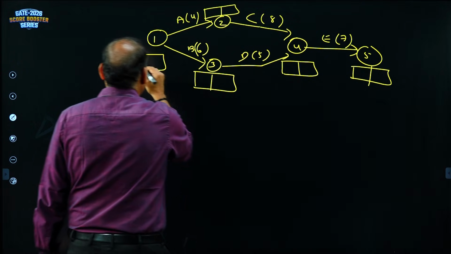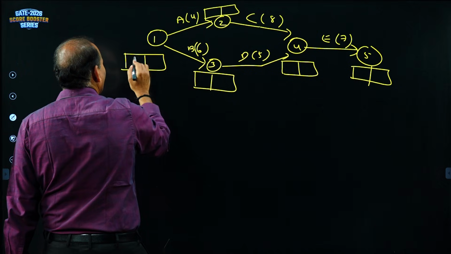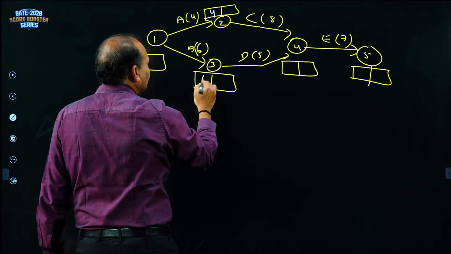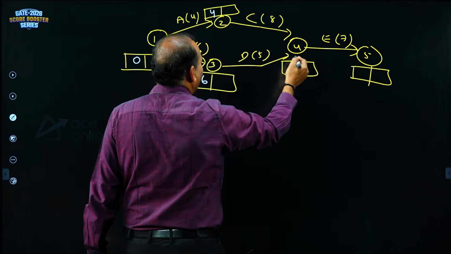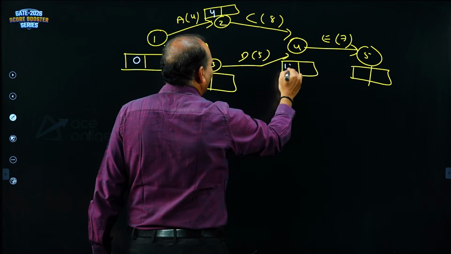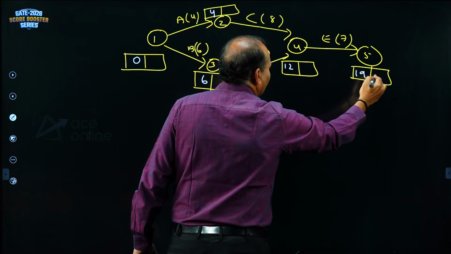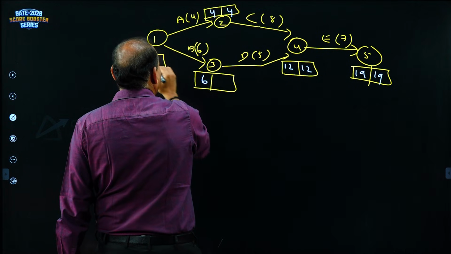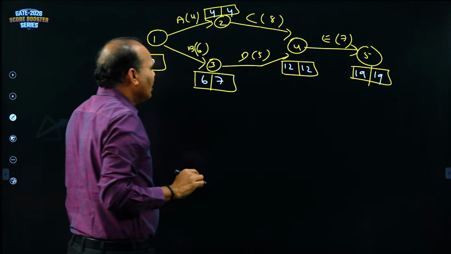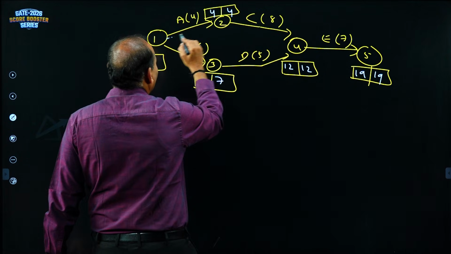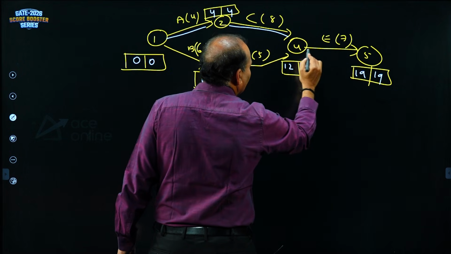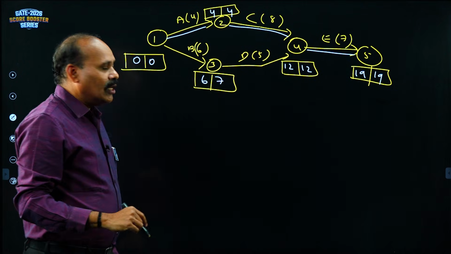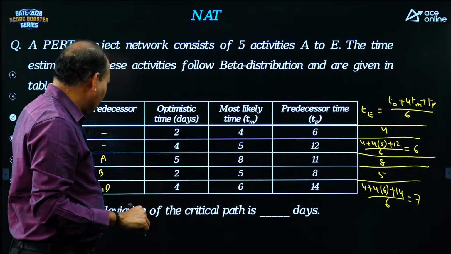Suppose I am taking this. Start with 0, 4, 6, 4 plus 8, 12, 6 plus 5, 11, 12, 12 plus 7, 19, 19, 12, 4, 0, 7. Critical path is A, C, E. Along the critical path, we have to find out the standard deviation.